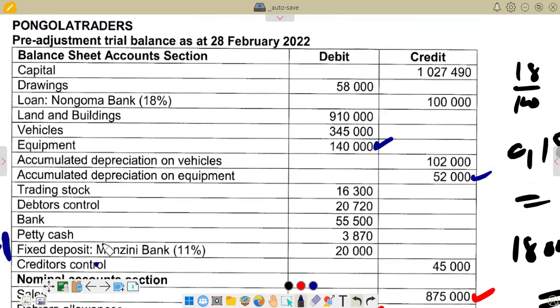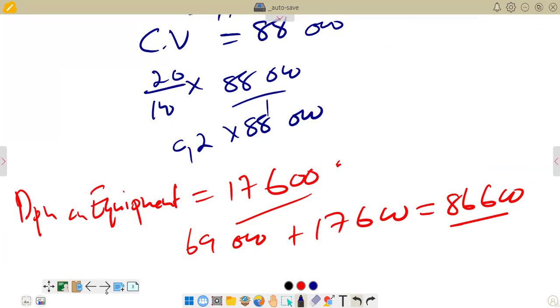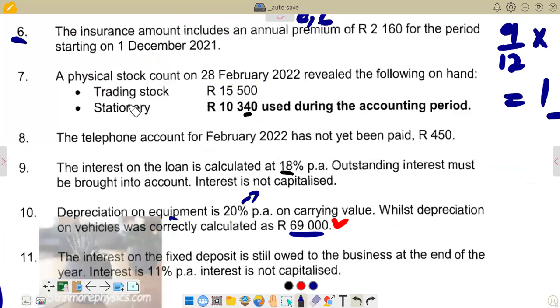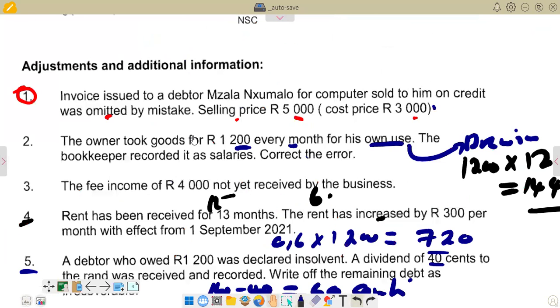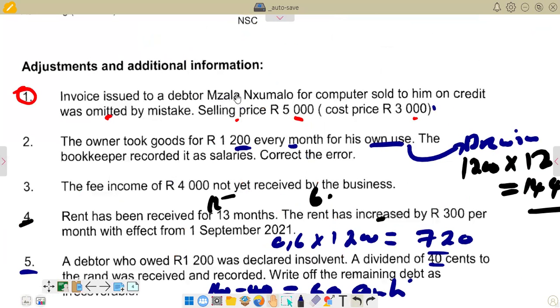So we check the figure for trading stock that you are given in the list of balances. We come here, we've got 16,300. That's the figure that we have. But we've got an adjustment in the additional information. You can go back to the additional information and see that at the beginning, we have one invoice issued to a debtor, Mzala Tumalo, for a computer sold to him on credit that was omitted by mistake. Selling price 5,000, cost price 3,000.